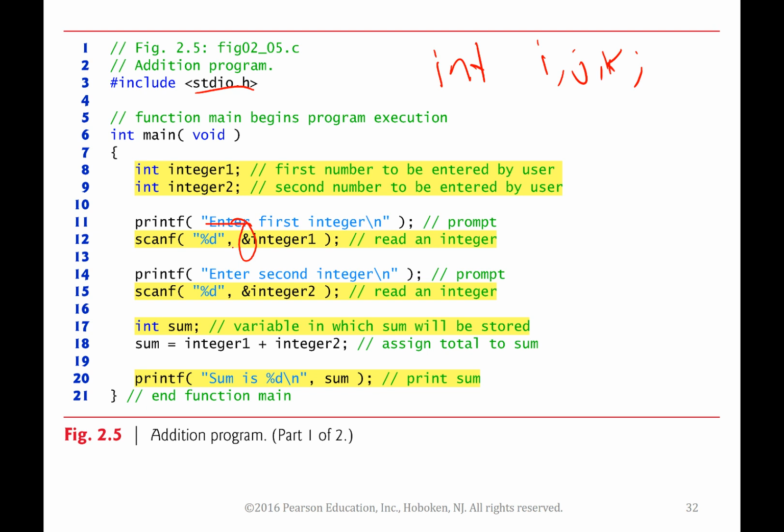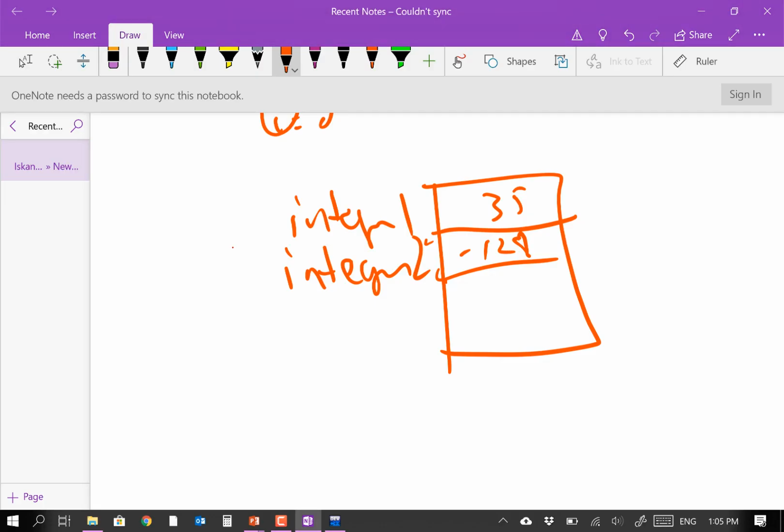So in this particular case, scanf needs to know where to put the first number we type in. Where do we put that? We're going to place that in integer 1. We're going to place it right here. So we have to not send it 35. 35 is the contents of integer 1. We have to send it the address of integer 1. Where does this go in memory?